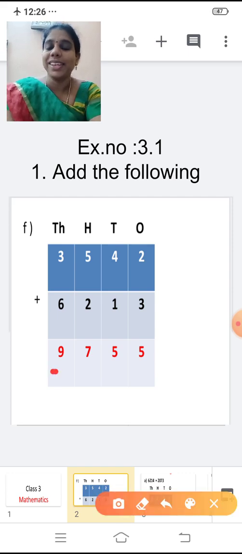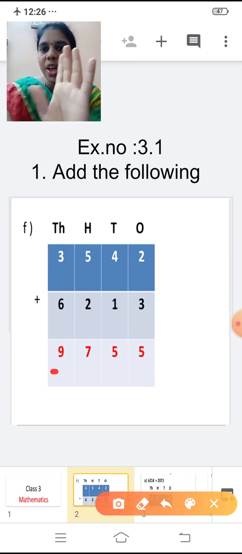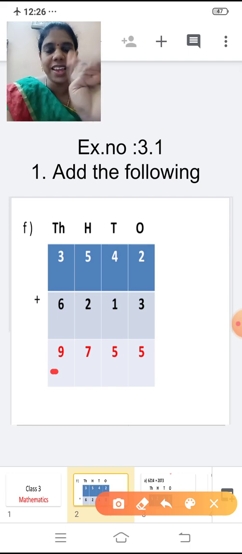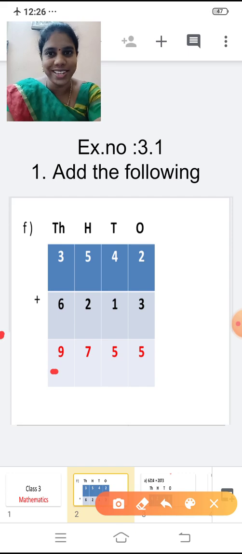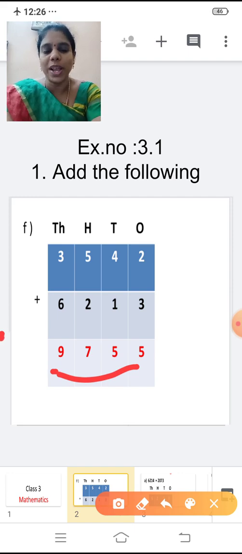So the answer is 9. When you add 3542 and 6213, the answer is 9755. Clear, children?